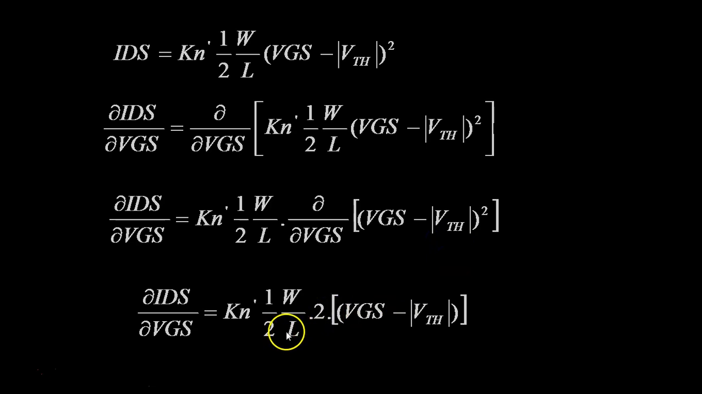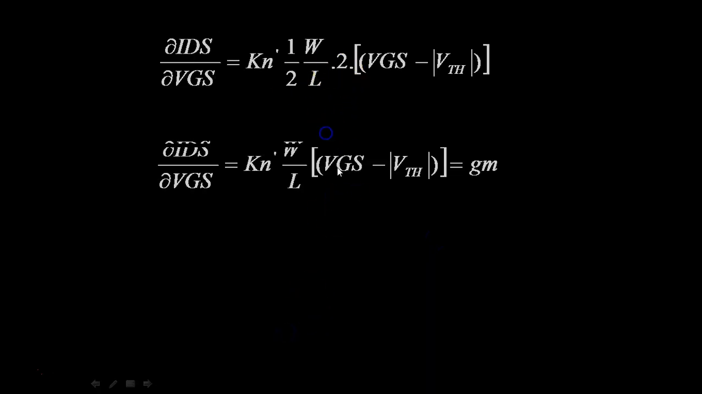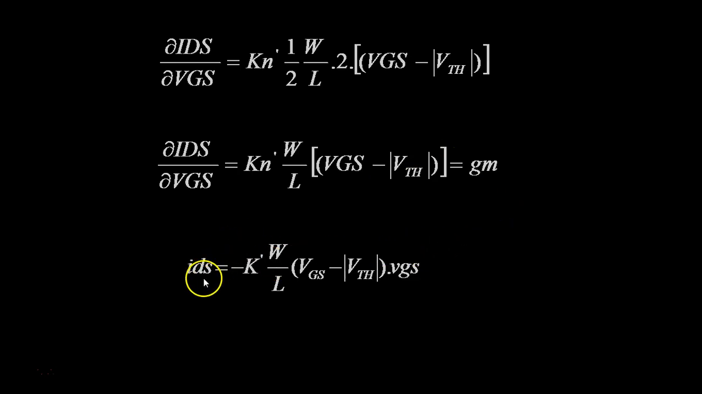You can cancel this 2 and 2. So this is what we get: kn dash W by L (VGS minus VT), which is gm. And this is the equation which we just derived, that is the small change in current ids is equal to kn dash W by L (VGS minus VT) into vgs. And what is kn dash W by L (VGS minus VT)? We just derived it. It is equal to gm. So ids is nothing but gm into vgs.